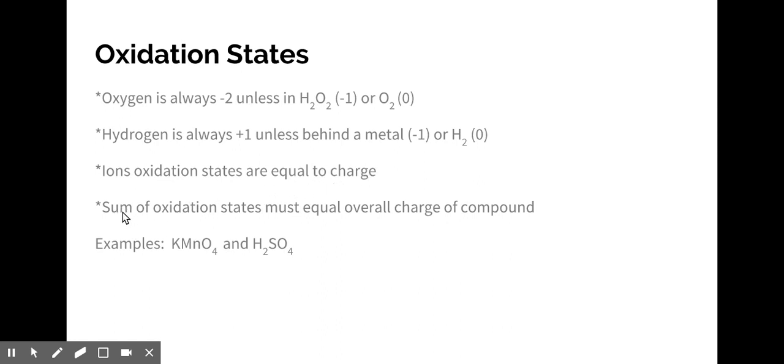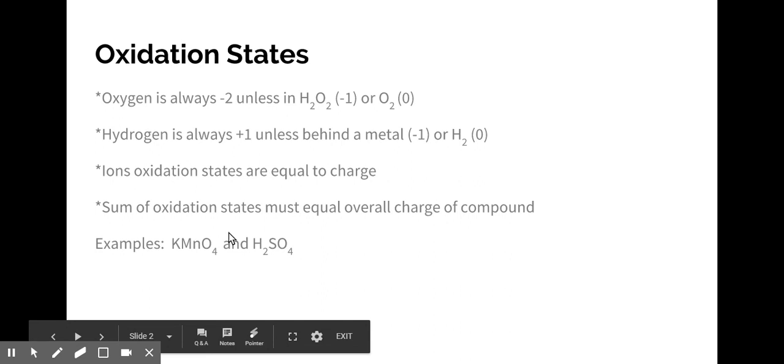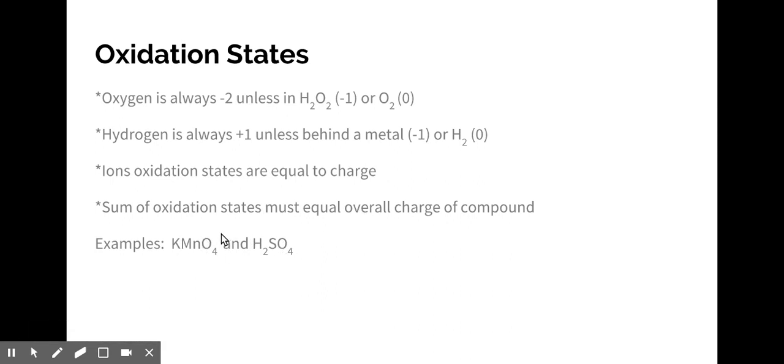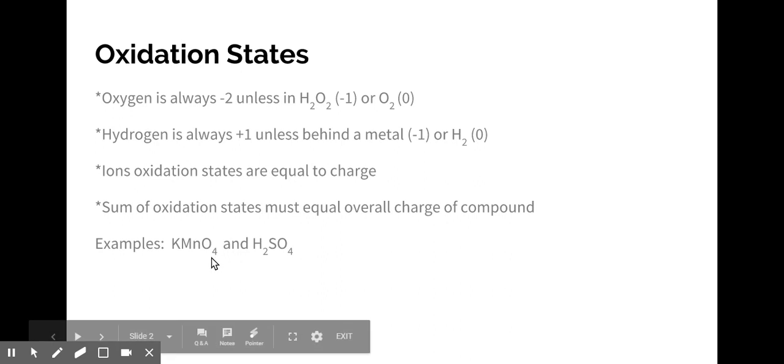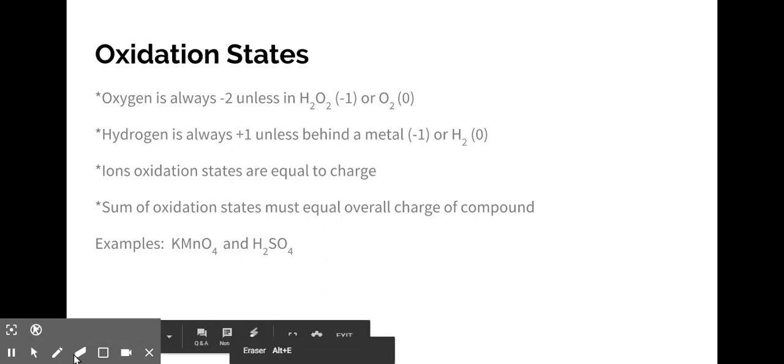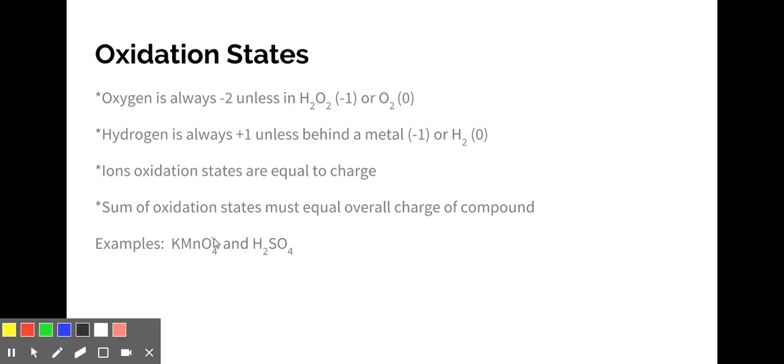And then last but not least, the sum of the oxidation states must equal the overall charge of the compound. If you see an outlying charge of the compound, all of those oxidation states must equal that charge. If you do not see a charge outside of those compounds, then you just assume, or it actually is, that the sum of those charges is equal to 0. So I want to go through these two examples with you real quick.